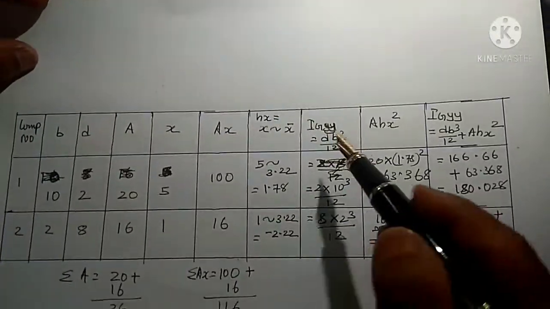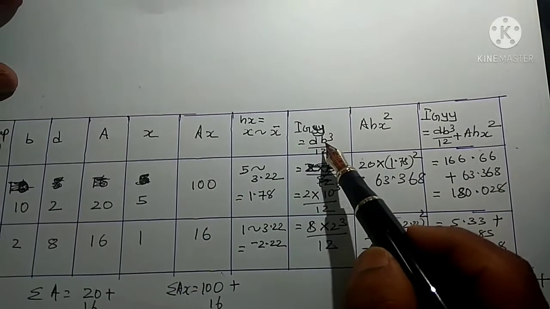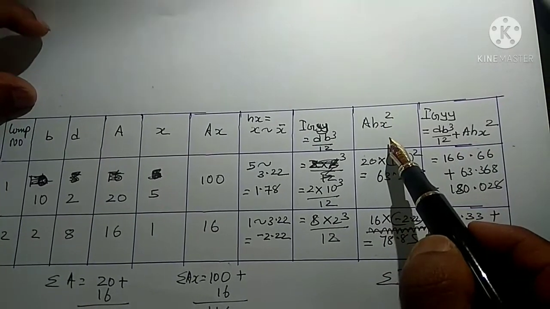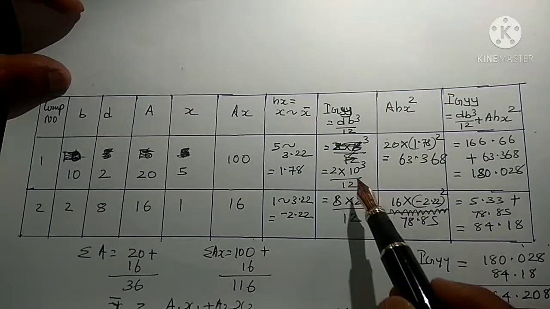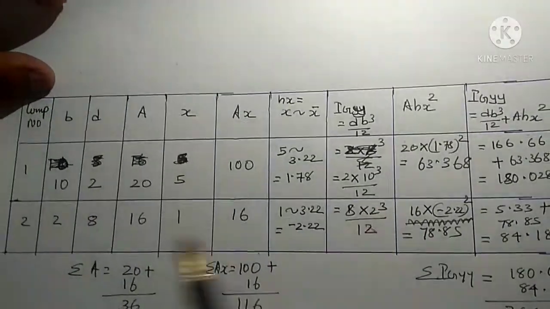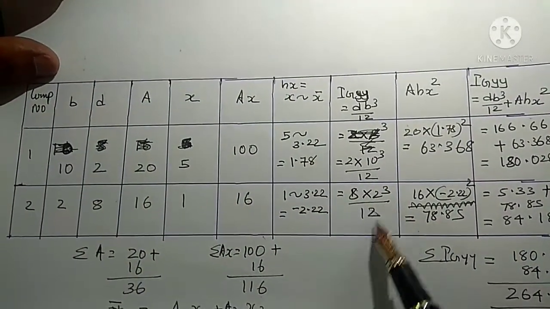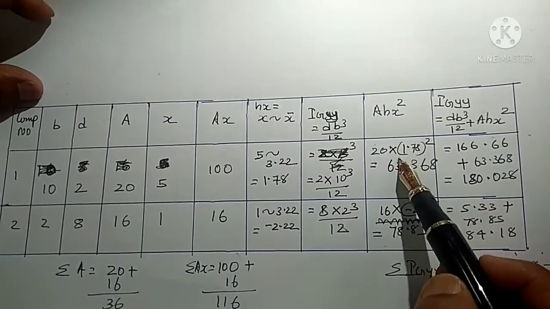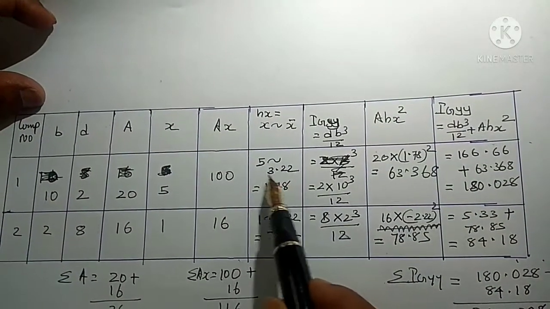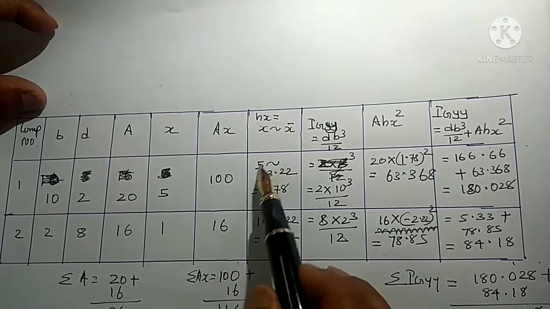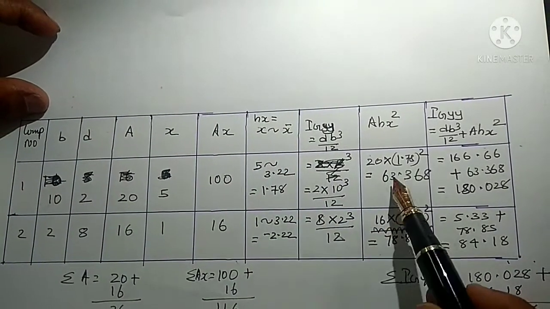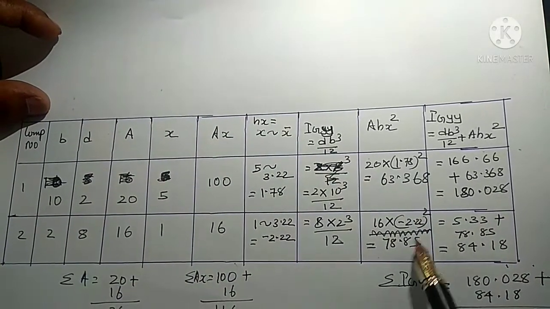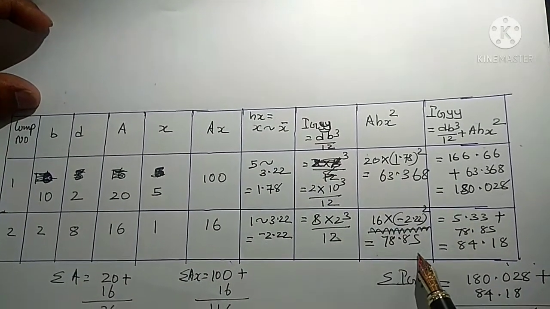Therefore, as we are considering the vertical axis, IGY is equal to dB cube by 12, and here it is A Hx square. So for the first component, we have 2 into 10 cube divided by 12. For the second component, it is 8 into 2 cube divided by 12. And for the first component, A H square, that is 20 into Hx, the difference between X minus X bar. So 1.78 square, there you will get 63.368. Similarly, for the second component, you will get the value 78.85.